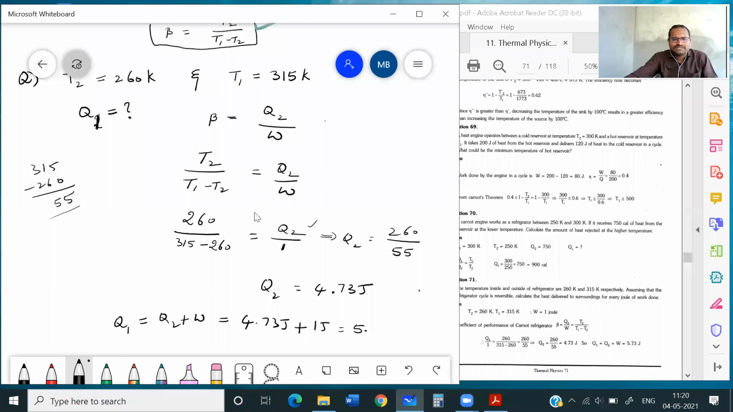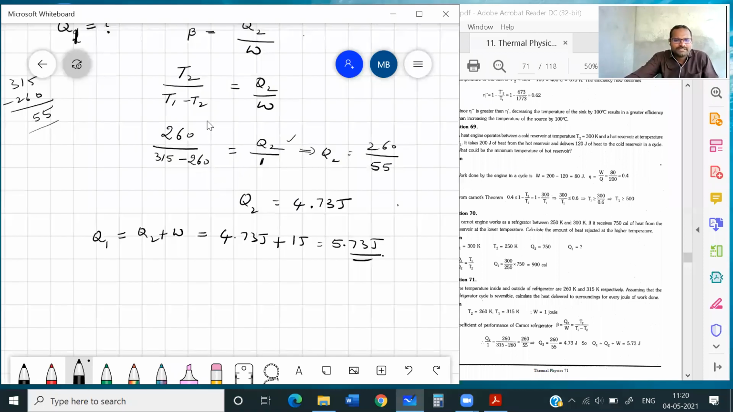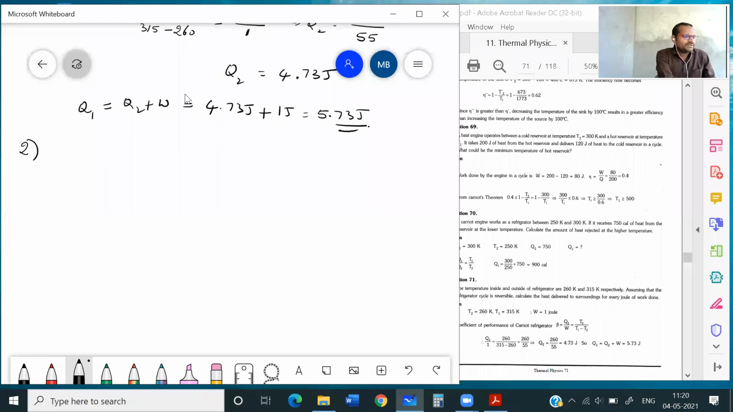Now let us take one more question. I'll take one more question. The second question I am taking from your NCERT textbook. The question is, the coefficient of performance of a refrigerator is 5.